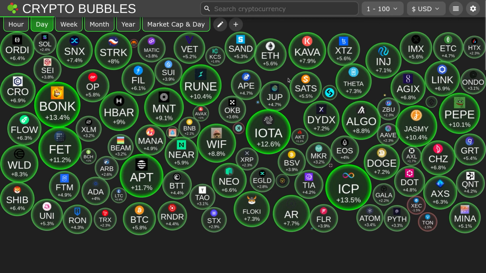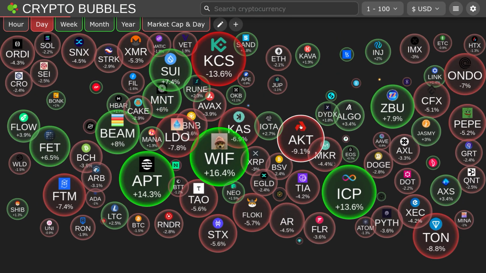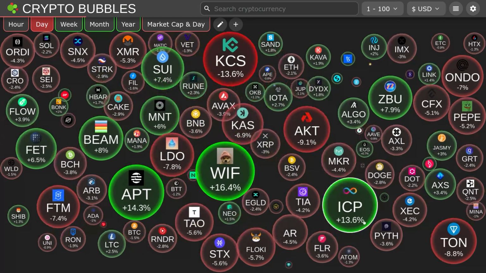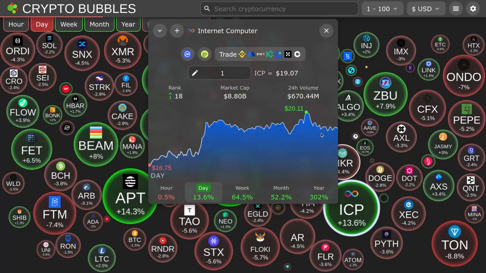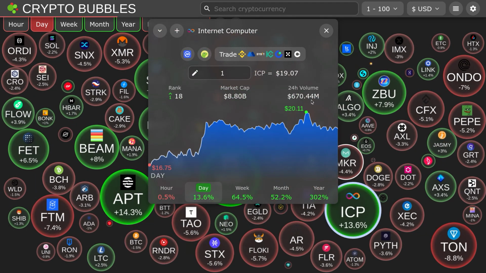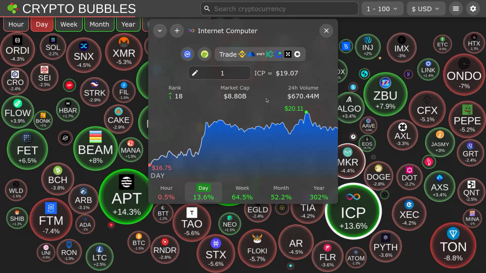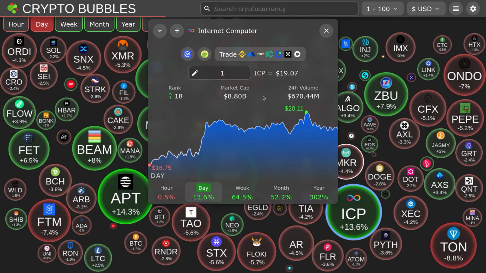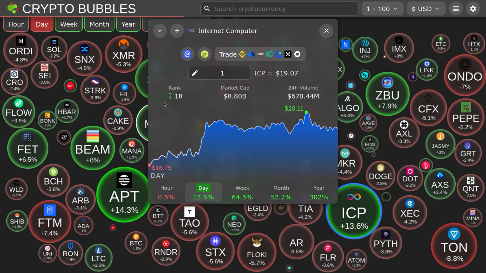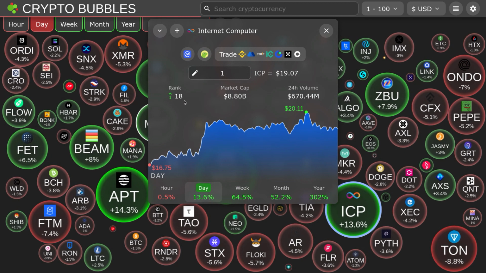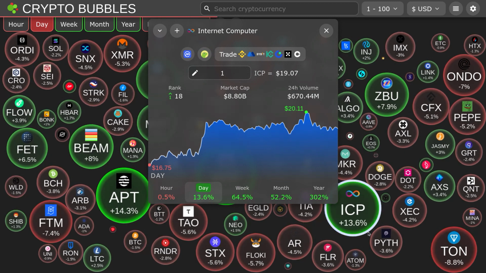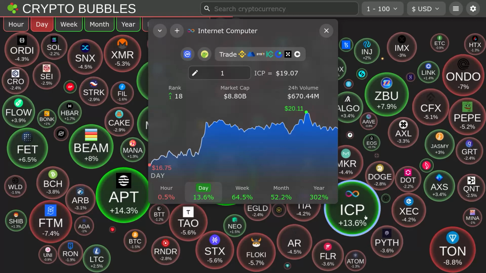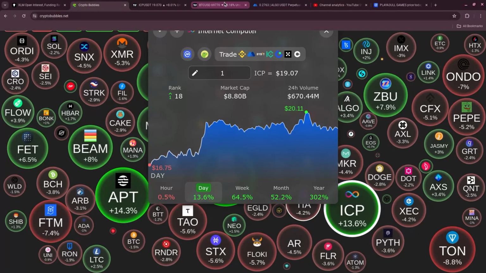Let's go over the crypto bubbles. Wait till this loads up. There we go. You can see here's ICP. 670 million in the last 24 hours of volume. Market cap 8.8 billion, and rank number 18. Wow, I didn't know it was ranked in the top 20. Good, that's awesome. This thing's got a long ways to go, guys. ICP is just coming off that bottom.